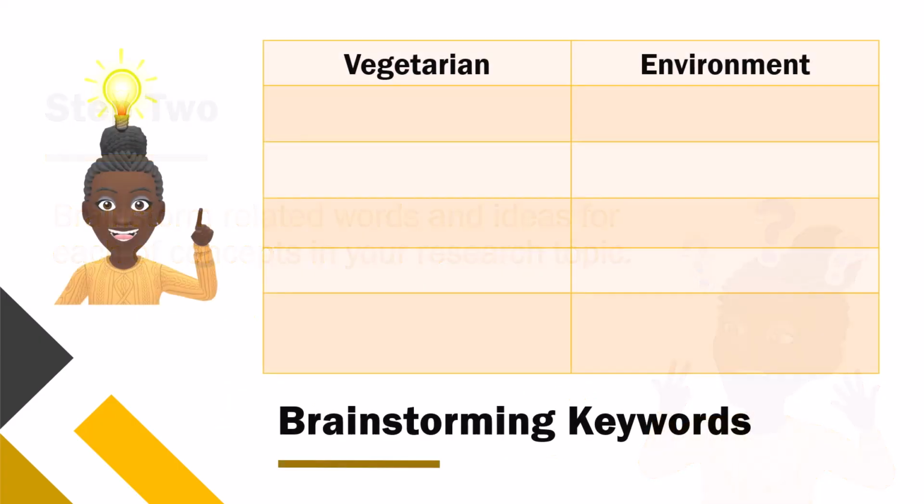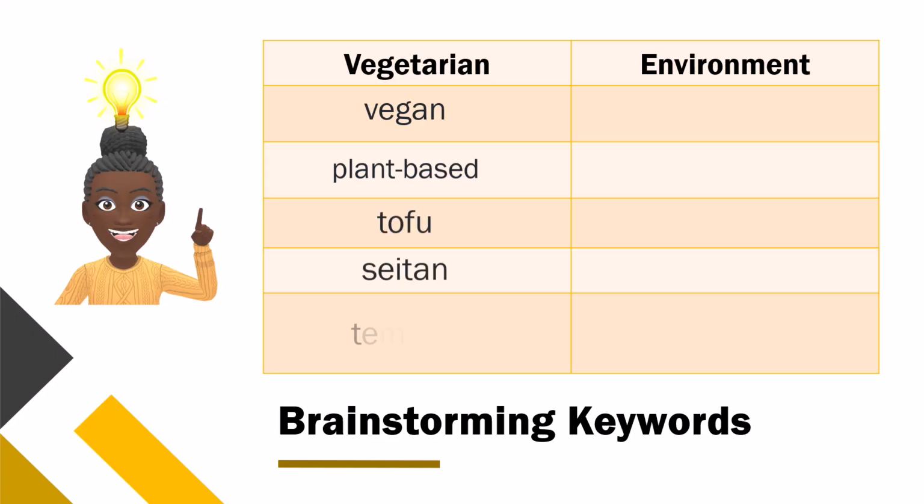Let's brainstorm with Harriet's topic. Harriet's first main concept is vegetarian diets. For this concept, Harriet could try some related words and phrases like vegan or plant-based. She could also try searching for specific plant-based proteins like tofu, seitan, or tempeh.